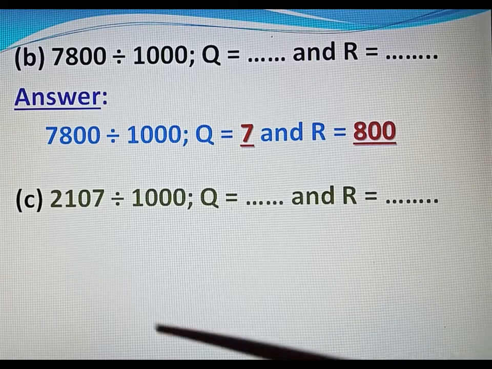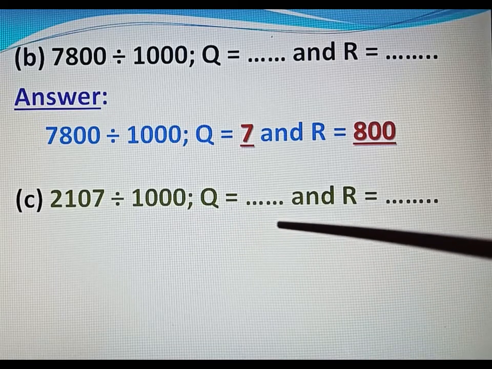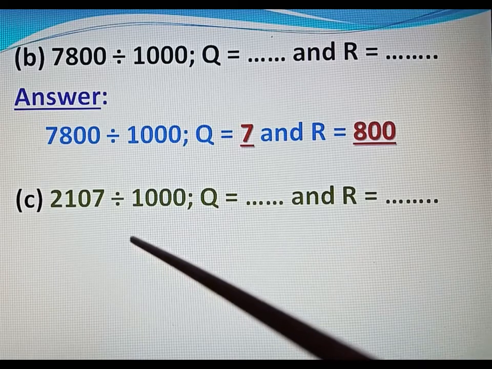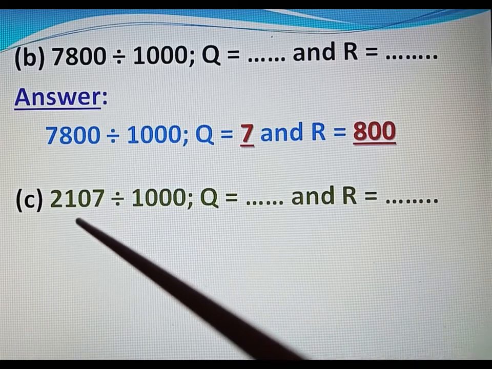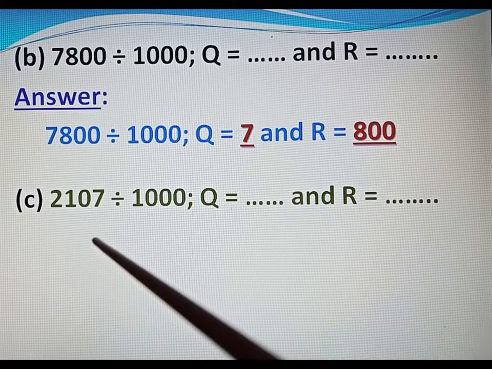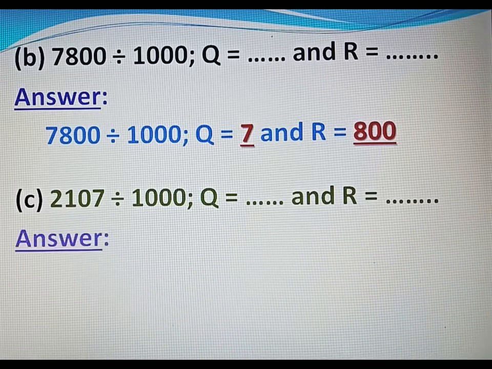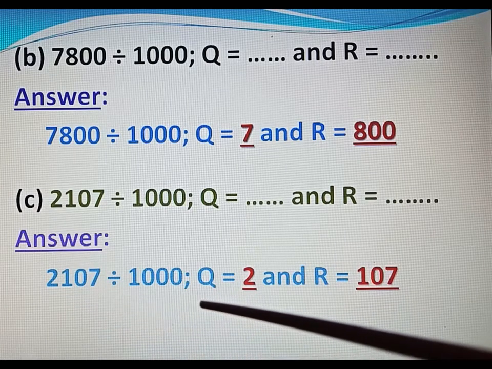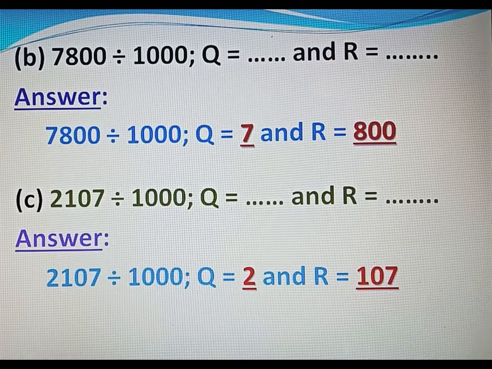C part, 2107 divided by 1000, quotient equals dash and remainder equals dash. See, 1000 is the divisor, the number formed by the last three digits of the dividend is 107. So 107 is the remainder, and the number formed by the remaining digits is 2, so 2 is the quotient. Answer: 2107 divided by 1000, quotient equals 2 and remainder equals 107.